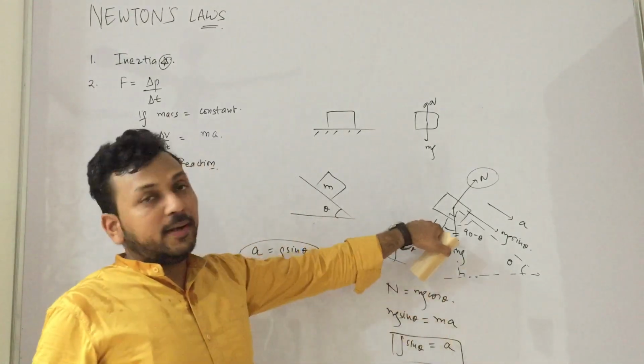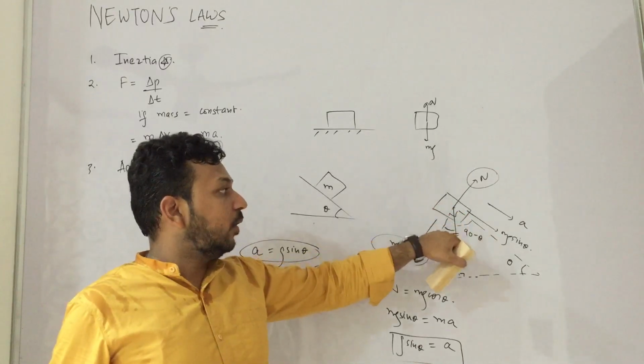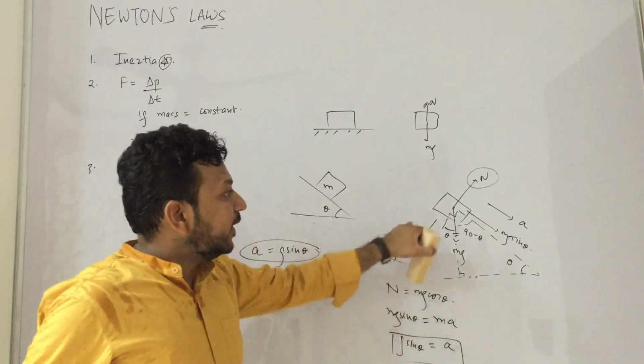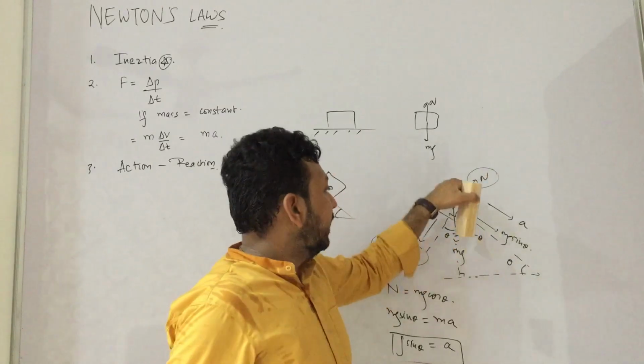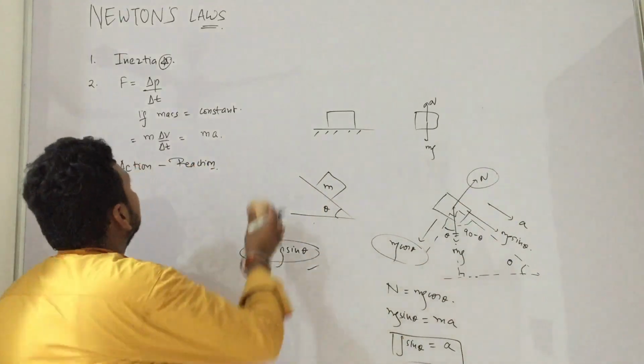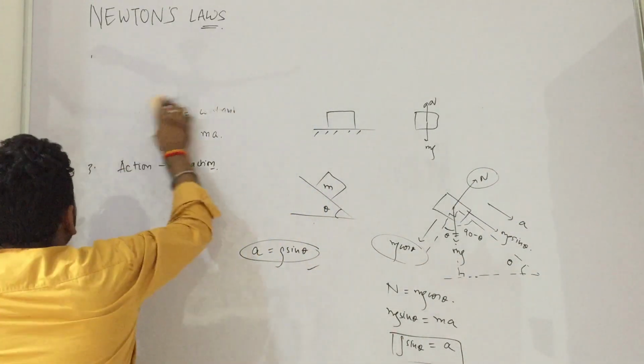I have not broken any law. I have not broken any property. Normal direction is perpendicular to the contact surface, mg is downwards, et cetera. I am just using all this.